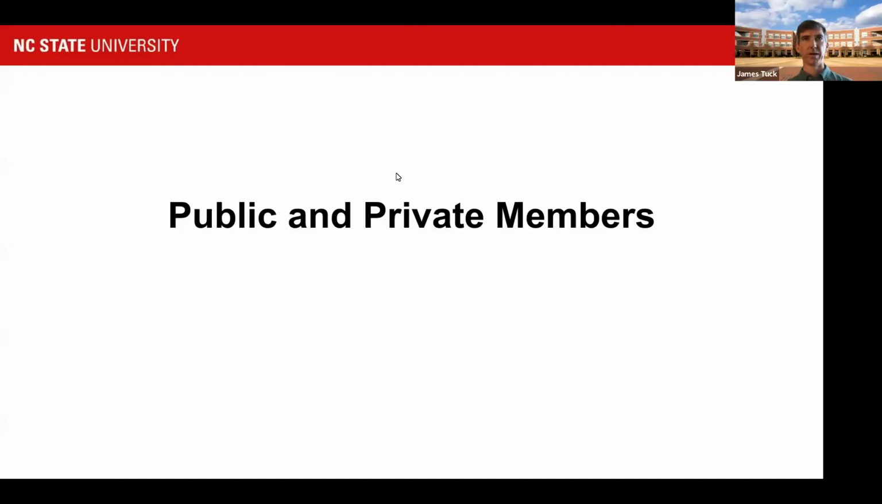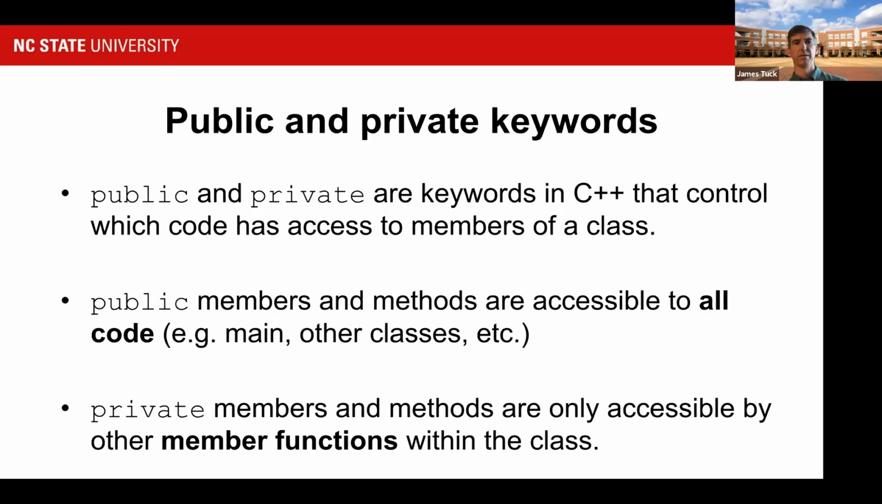So let's talk a little bit more about public and private class members. The public and private keywords in C++ control which code has access to member class. Public members and methods are accessible to all code. So for example, you could access those members from main, you could access them from other functions, or anywhere that class is being used. If a member is labeled public, you can access that member of the class.